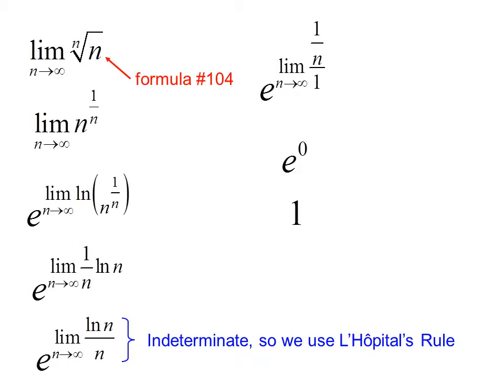So that we don't have to do this every time we need it, we memorize the formulas. The limit as n goes to infinity of the nth root of n happens to be formula number 104 on our formula sheet. And the limit as n goes to infinity of ln n over n is formula number 103.